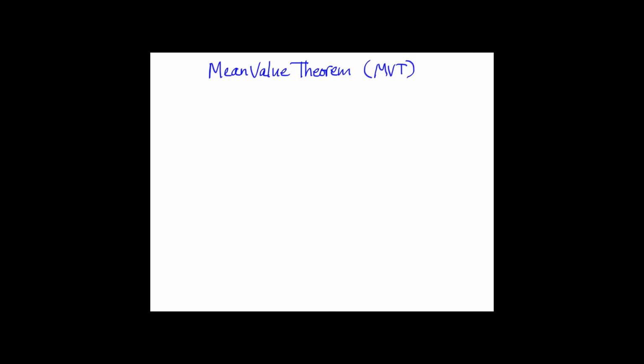Hi, welcome back. In this video, we're going to take a look at a new theorem called the mean value theorem. So the mean value theorem is very, very similar to Rolle's theorem. Remember, Rolle's theorem had three hypotheses. We had a function. It was continuous on a closed interval from A to B, differentiable on the open interval from A to B, and f of A and f of B were the same. So the numbers A and B had the same y-coordinates.